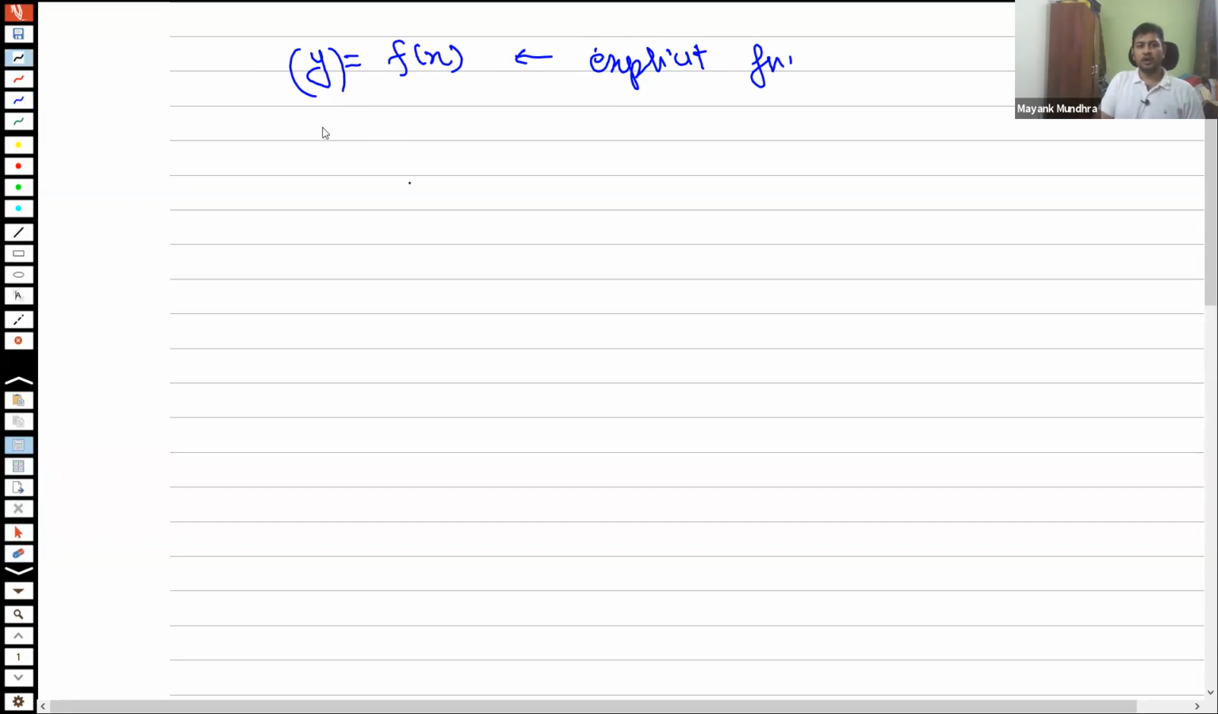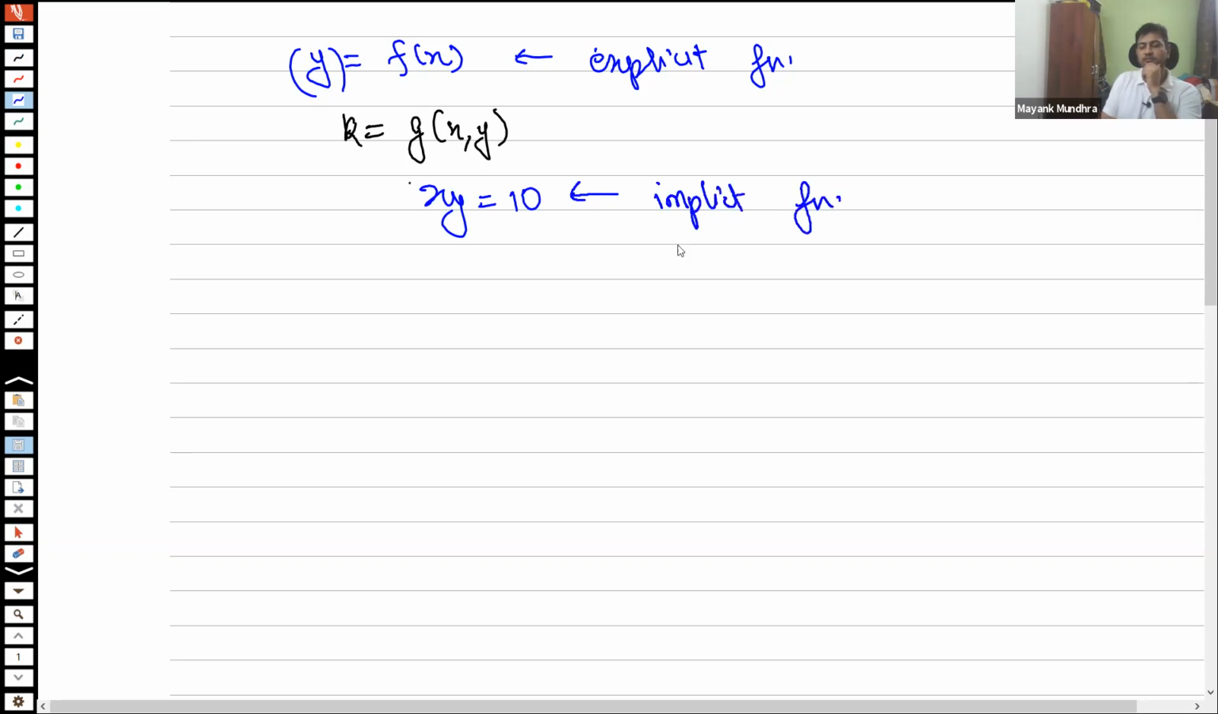This is called an explicit function because y is represented explicitly as some function of x. On the other hand, you can express some value k as a function g of x comma y. For example, xy equals 10. This is an implicit function. A lot of times the same function can be represented in both implicit and explicit form, because you can rewrite this as y equals 10 upon x. So this becomes the explicit form.